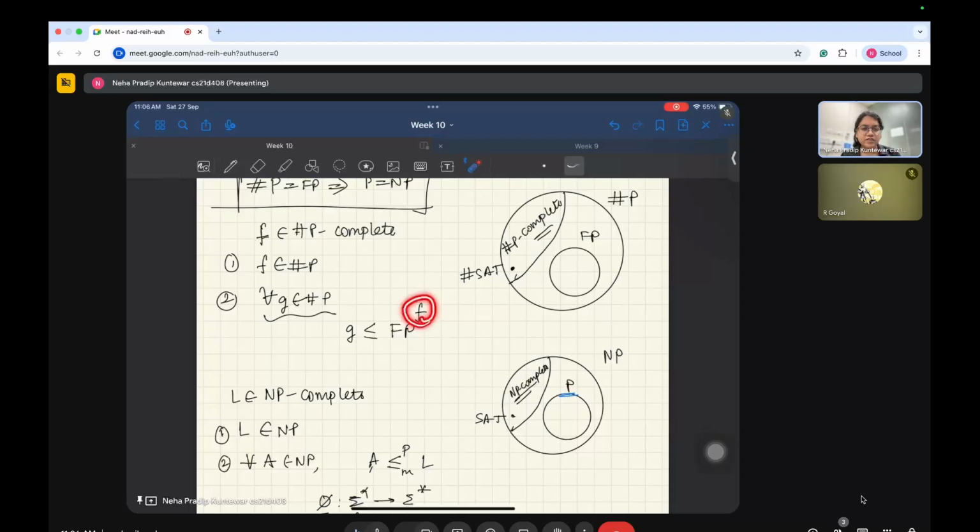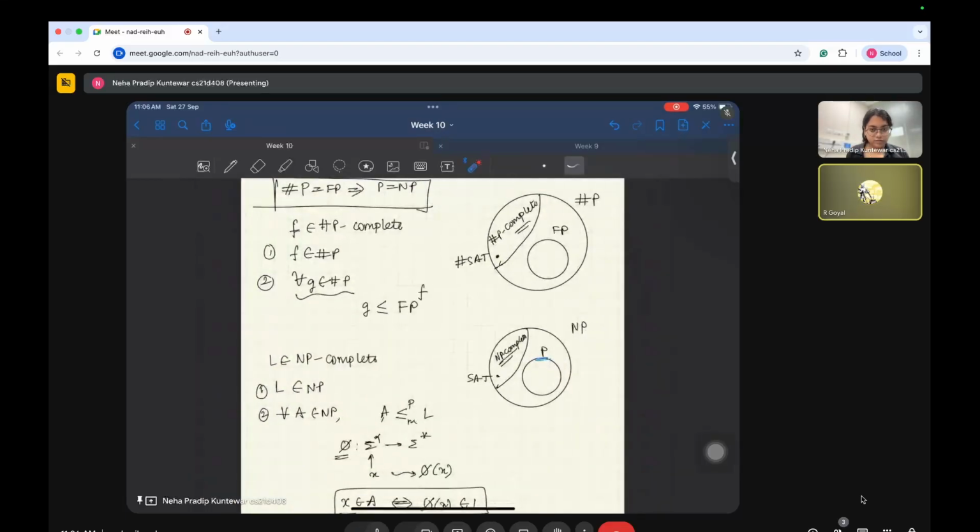That would mean that F is hard because all the other problems that are in sharp P are solvable in FP given access to F. Like in the case of NP completeness, all the problems in NP get reduced into this problem L. Similarly here, if you want to show that F is sharp P complete, then F itself is an element of sharp P, and all those problems in sharp P can be reduced into this function F.